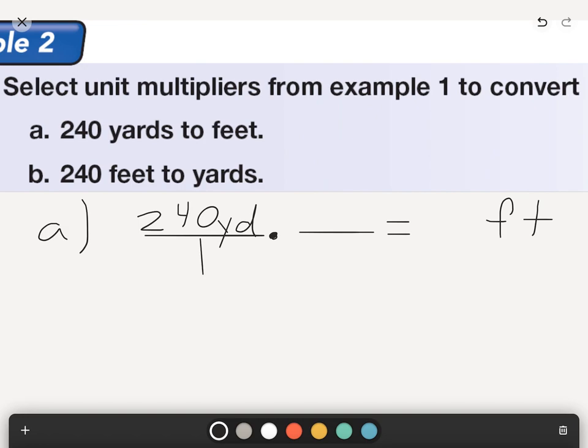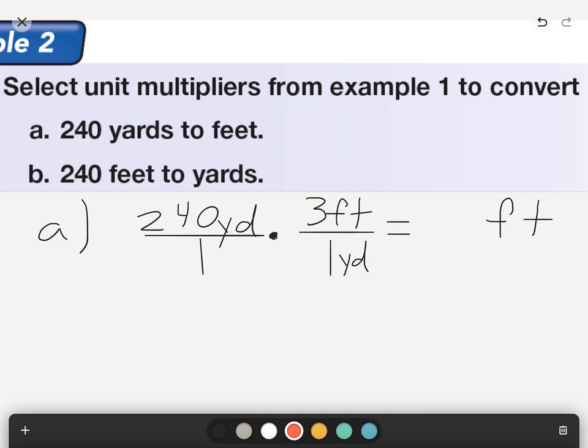right? So which unit converter you use, which one goes on top and which on bottom, depends on what you're trying to get rid of and what you're trying to end up with at the end. If I want to have feet at the end, what am I trying to get rid of? The yard. So I'm going to put my yard converter on the bottom so I can cross-cancel them, and my feet converter on the top. Okay, following?